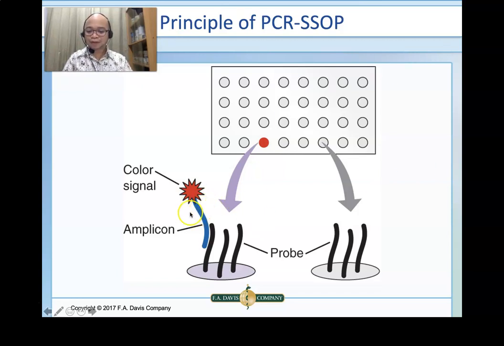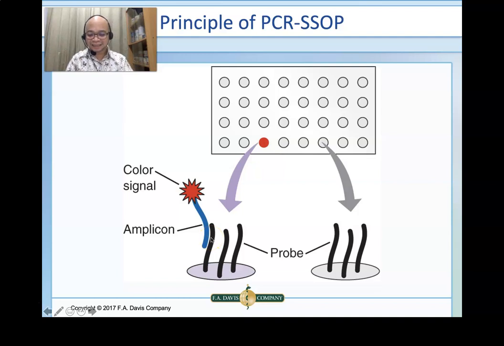The amplicons are then hybridized, so when you say hybridized, combined to panels of probes. The probe is a predetermined sequence immobilized on a membrane. So this is the membrane. If the sequence of the amplicon matches, nagmatch siya, kasi ito, amplicon may mga sequence ito, and then this is the probe, may mga sequence ito. Kapag nagmatch, then it will be hybridized to the probe.